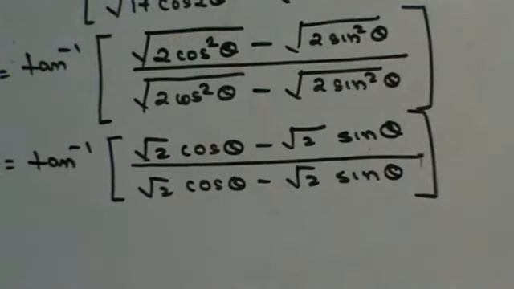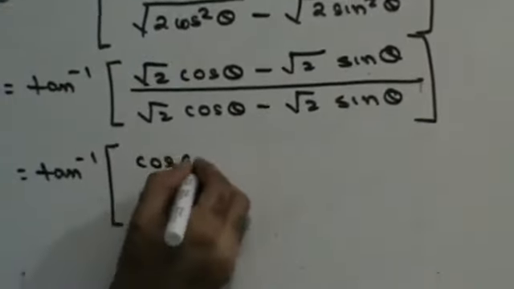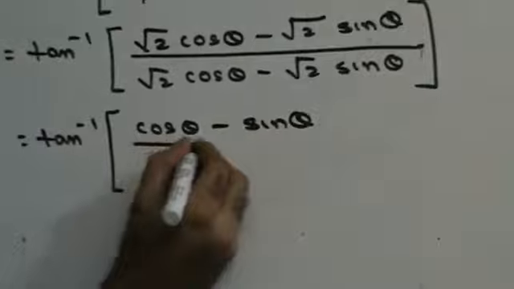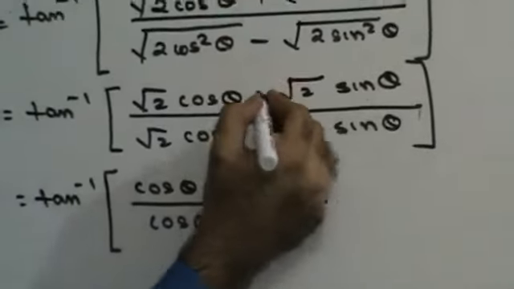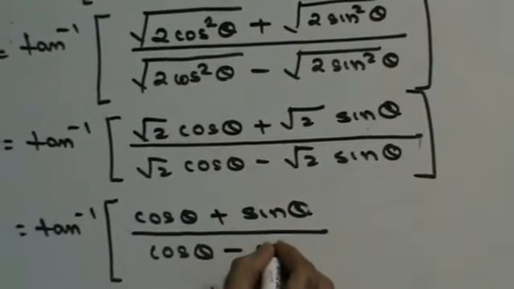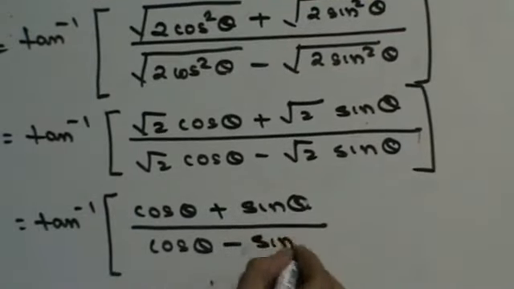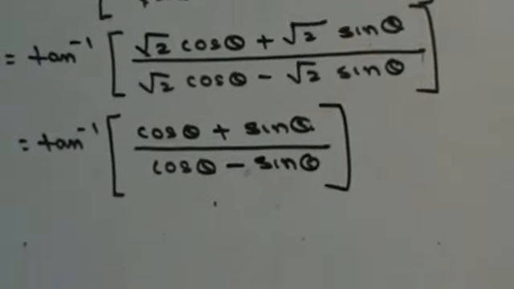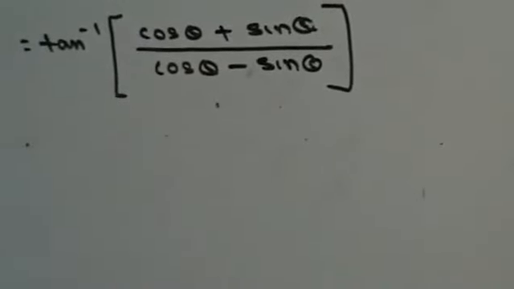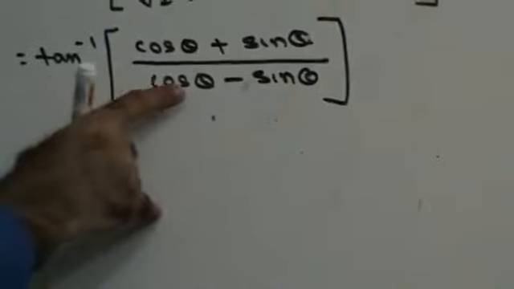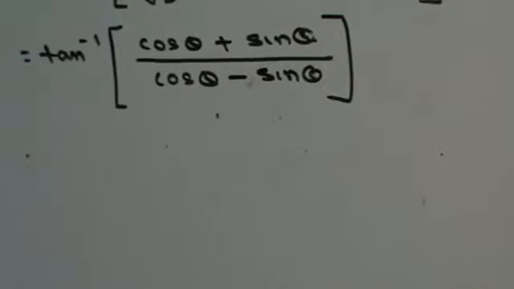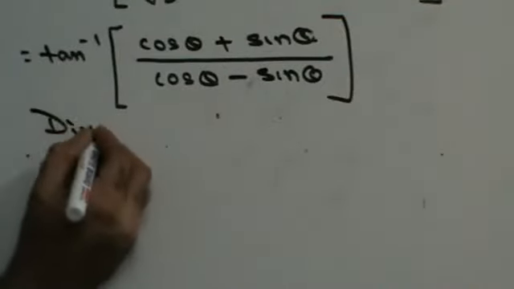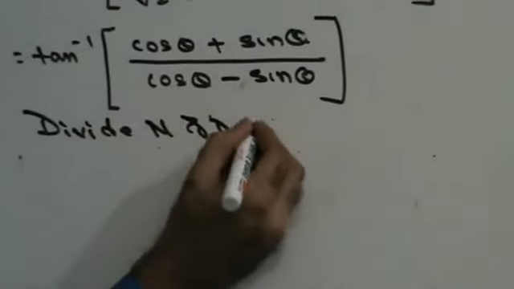I could take root 2 common in the numerator and denominator, in which case I will get this answer as tan inverse of cos theta plus sin theta upon cos theta minus sin theta. Right? Now, I have a tan function outside. I need a tan function inside. How do I get a tan function inside? The first term of the denominator should be 1. How do I make the first term of the denominator 1? By dividing by cos theta. So divide numerator and denominator by cos theta.